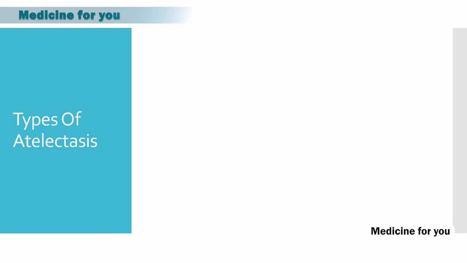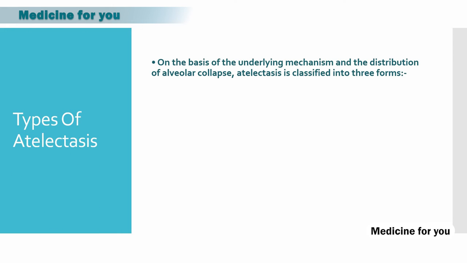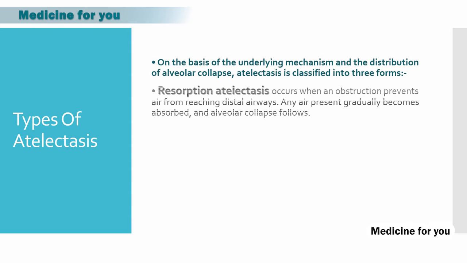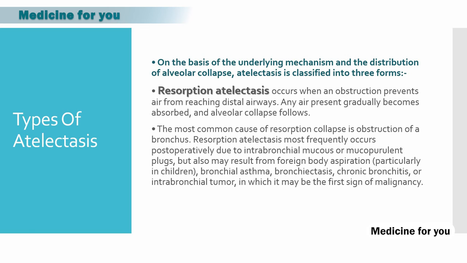On the basis of the underlying mechanism and the distribution of alveolar collapse, atelectasis is classified into three forms. Resorption atelectasis occurs when an obstruction prevents air from reaching distal airways. Any air present gradually becomes absorbed, and alveolar collapse follows. The most common cause of resorption collapse is obstruction of a bronchus.